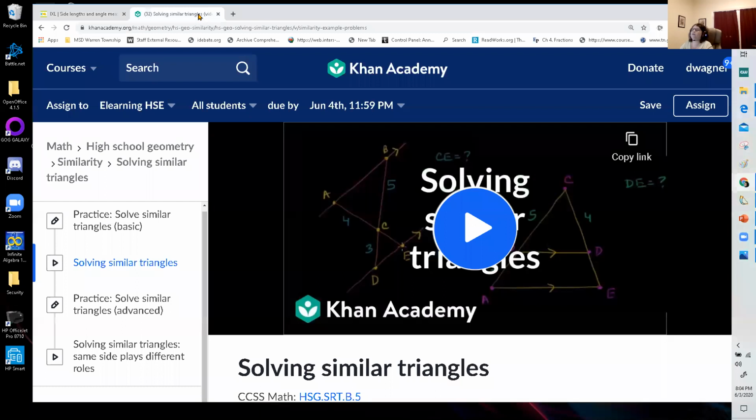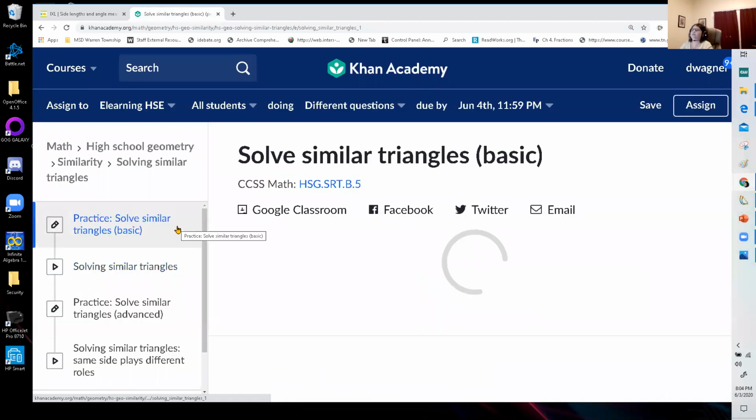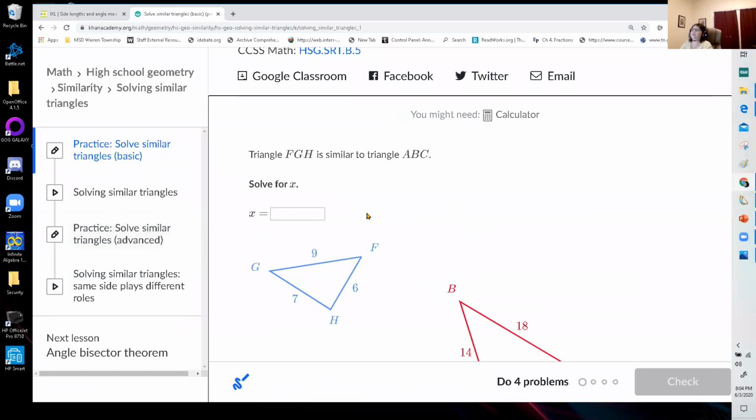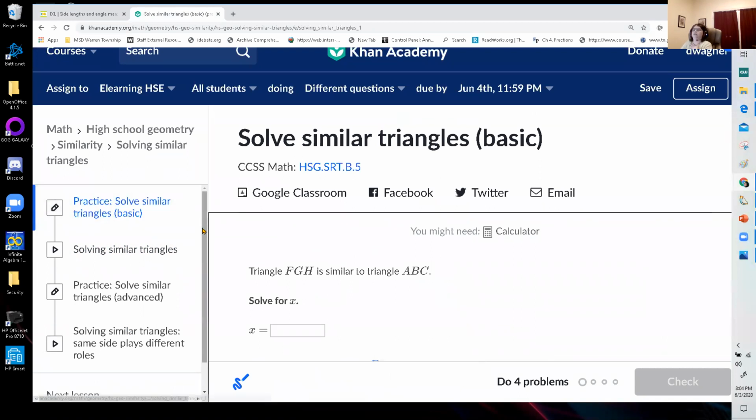And then for Khan Academy, it's solving similar. Is that one it? Let's see. Let me just see the basics. I think you want this one. I think you want the basic. Yep. You want solve similar triangles basic, Dorothy, if you're doing Khan Academy. Okay, teacher, I got it. I'll put this all on my Google Classroom because I've been keeping that updated.